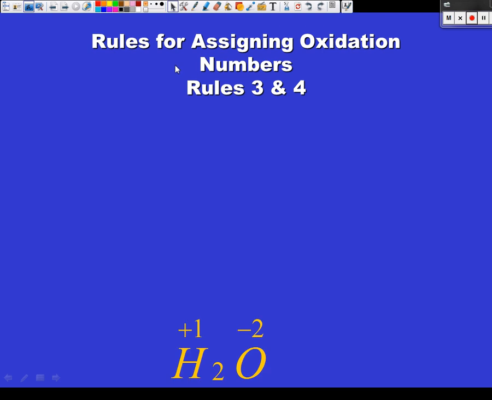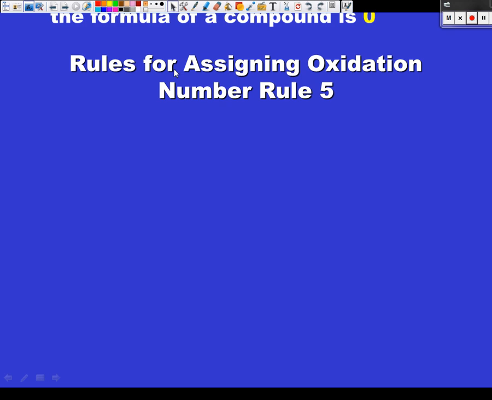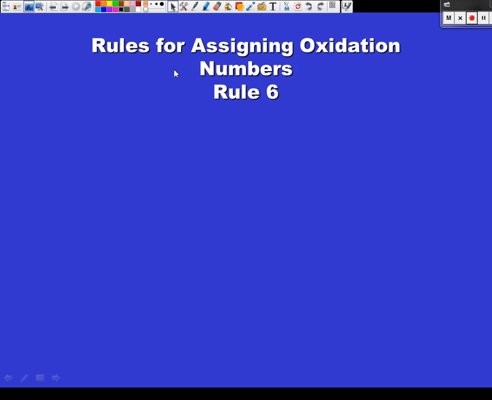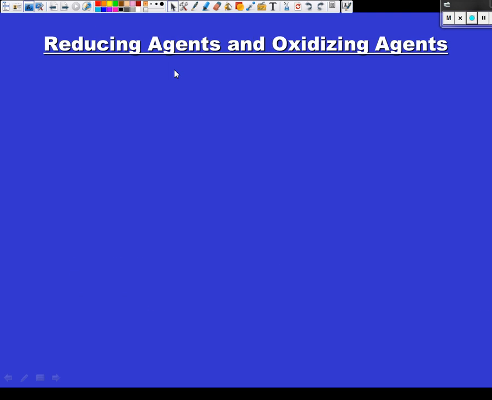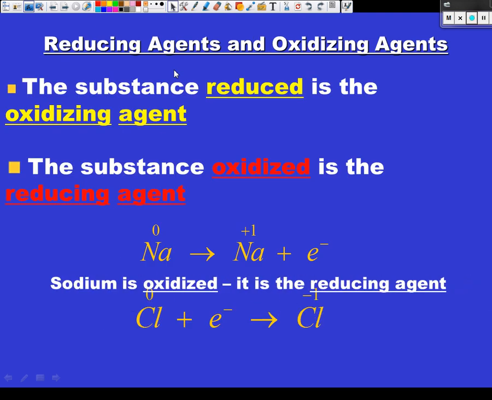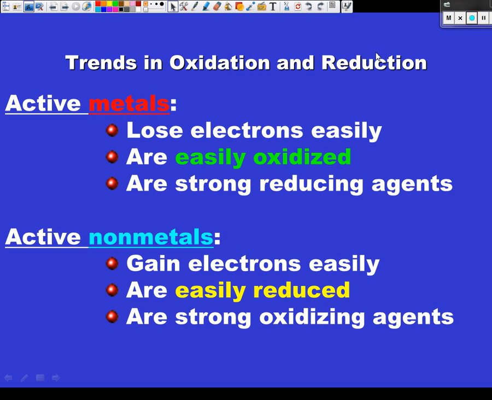Guys, in your notes, I'm scrolling through all this stuff. This is your rules for oxidation numbers. Like I said, I need to rearrange this PowerPoint. It goes through how to solve for oxidation numbers, which I expect you to know how to do by this point. Okay. I do want to pause here.